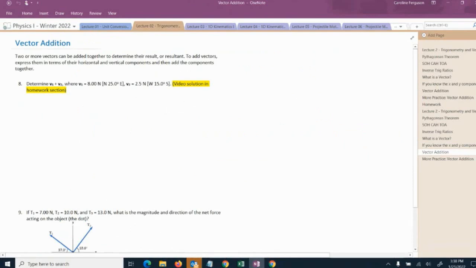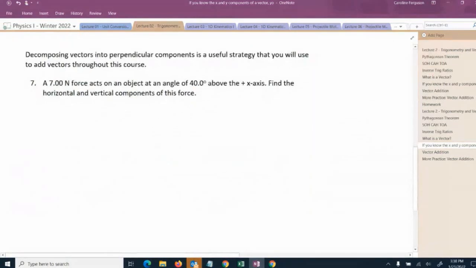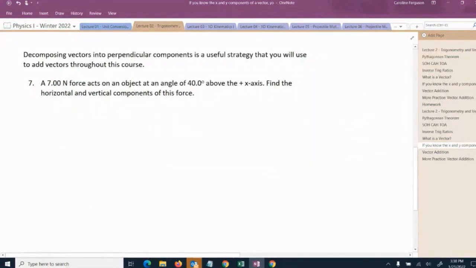All right, so question 8. I wonder if, did I miss one? Oh yeah, there's one here, sorry. So question 7. Now we're going to decompose vectors. I have a 7 Newton force acting on an object at an angle of 40 degrees above the positive x-axis. So let's draw that. Okay, positive x-axis, that's this one. 40 degrees above the positive x-axis. So here's my 40 degrees, and it's a 7 Newton force. Okay, find the horizontal and vertical components.